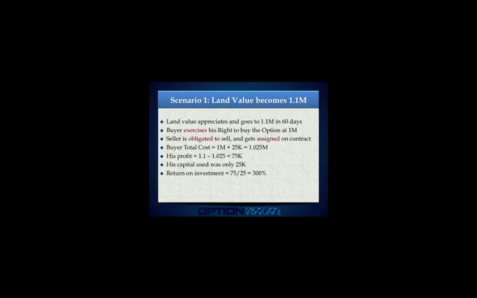Now look at his capital deployed. His capital deployed was only $25,000, assuming he had a ready buyer at $1.1 million. So he doesn't have to use his $1 million. So his capital was $25,000 and his profit was $75,000. So his return on his investment was 300%. Options are a leveraged instrument, which we'll study a little later, but high returns are possible from options contracts.